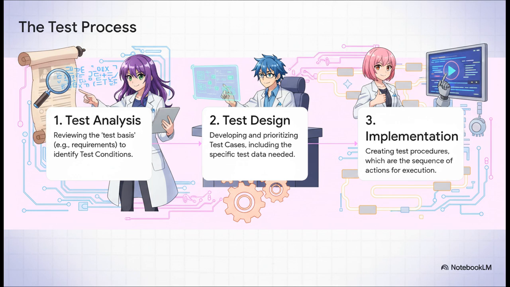You comb through all the requirements, what ISTQB officially calls the test basis, and you pull out all your test conditions. Step 2 is test design. This is the writing phase. You take those conditions and you write your detailed test cases. And finally, step 3 is test implementation. This is the organizing phase. You bundle those test cases into logical scripts or procedures, getting everything ready to actually run. See? It just flows, one step to the next.